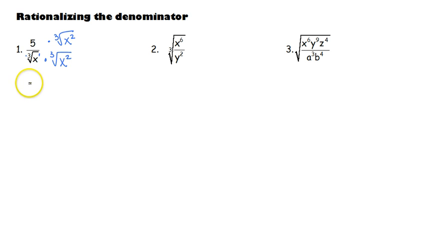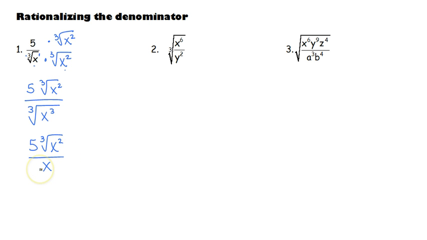The reason we do that is now on top we've got 5 times the cube root of x squared. On the bottom we have multiplying bases, which is going to give us x cubed. If we have the cube root of x cubed, I now have created that perfect cube root. To get rid of the cube root, we have exactly 1 group of x's that can go to the outside. We can't simplify those pieces.